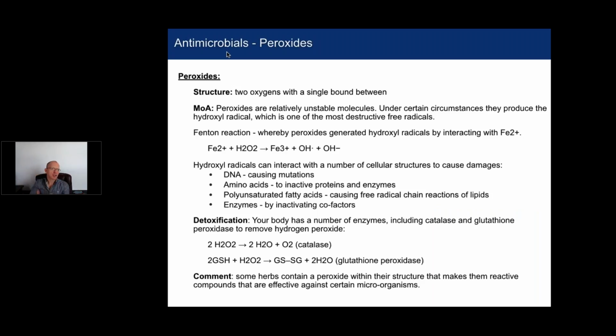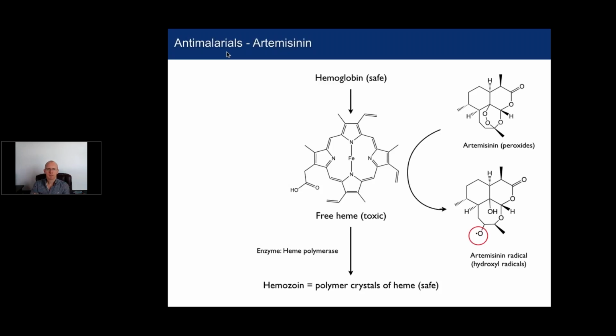Here's a little discussion about how peroxides generate free radicals in the presence of iron molecules, called the Fenton reaction, but I'll skip over that now. So here's a little diagram. We'll come back to this in a second. I just like understanding how things work, even though you're probably never going to treat malaria. It's just for interest's sake. This is how herbs can have their effects.